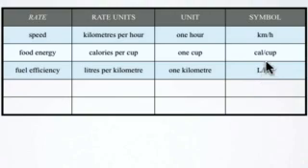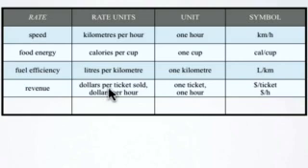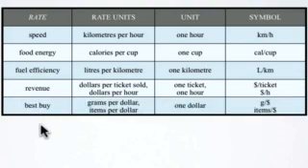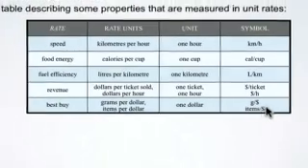Revenue is dollars per ticket or dollars per hour, depending on whether you're working per hour or you're selling something. So the unit is either 1 ticket or 1 hour, and it's dollars per ticket or dollars per hour, depending on the situation. And finally, the best buy: you want to look at grams per dollar or items per dollar, again, depending on the situation. But the unit is always $1. We want to know how much do we get for $1. And the symbol is grams per dollar or items per dollar.